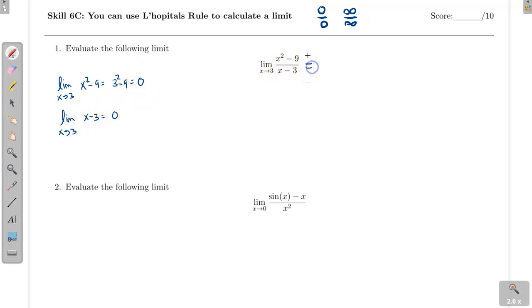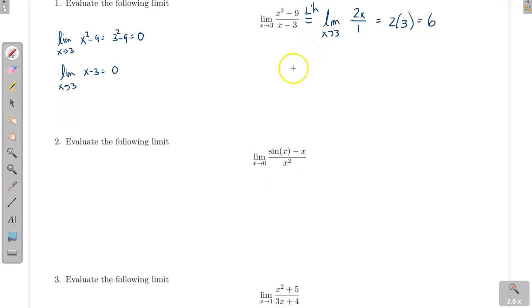So I show that I get 0 for the top and bottom. Now I can go over here and say by L'Hopital's rule. I put this little L'H for L'Hopital's rule above your equal sign to show what you're doing. L'Hopital's rule says I take the derivative of the top, which is just 2x, over the derivative of the bottom, which is just 1. And now I can try to reevaluate this limit. This one's simple. I just plug in 3, and I get 6.